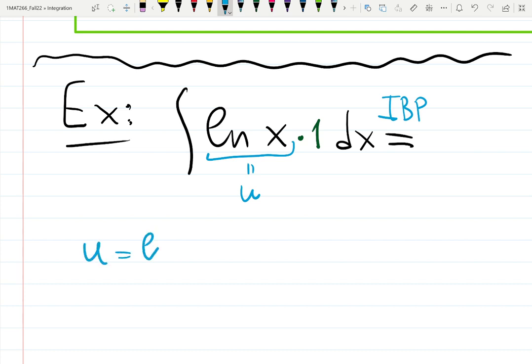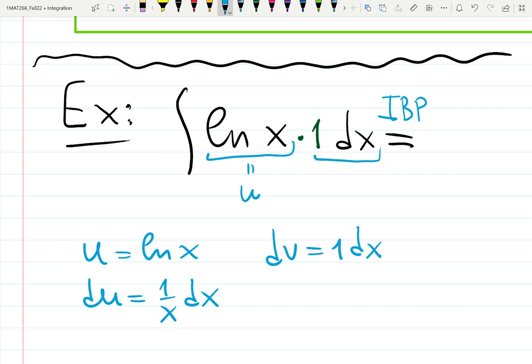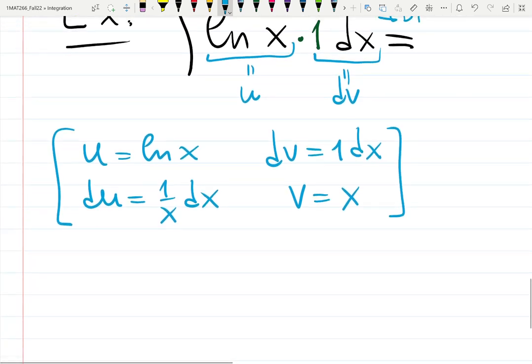u is ln x, du is what? 1 over x dx. Good job. Then what is dv? Who knows? 1 dx. dv doesn't have a choice. Whatever is left, that's dv. So we need to integrate 1 dx. What is v? x. Good job. x plus c, we don't write c for integration by parts.